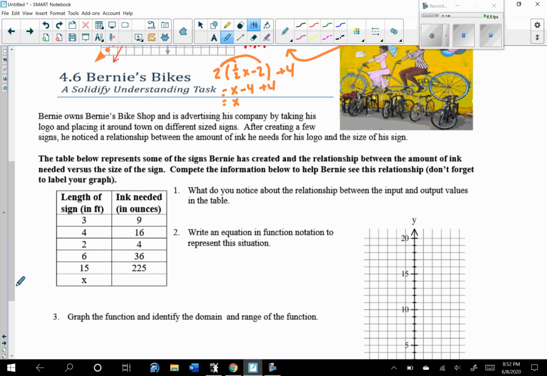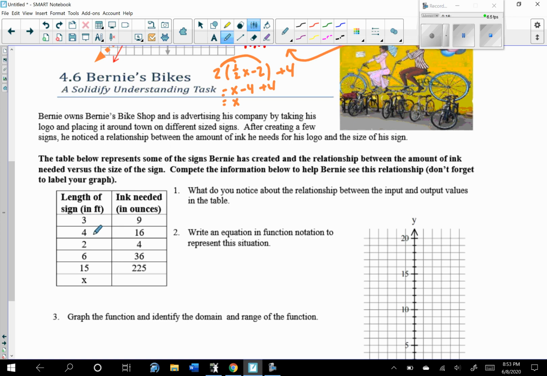The table below represents some of the signs Bernie has created and the relationship between the amount of ink needed versus the size of the sign. Complete the information below to help Bernie see the relationship. Don't forget to label your graph. So it says for question 1, what do you notice about the relationship between the input and output values in the table? So if I look here, notice here's the input and these are the output values.